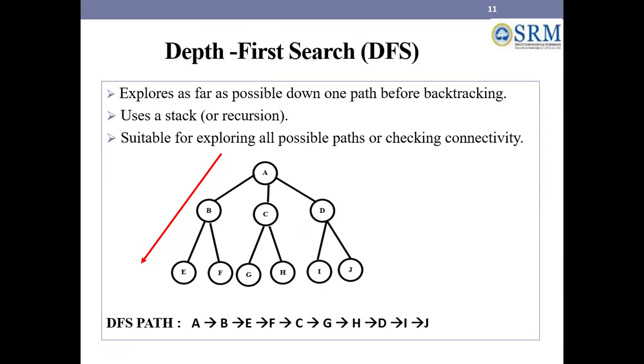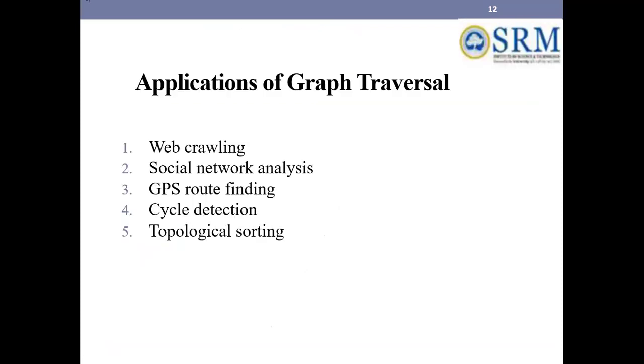This is called depth first search, depth wise. A, B, E, F, C, G, H, and D, I, J. This is the order of visited nodes in depth first search. This is called the DFS path. So see the path, all nodes should be visited only once. You should not miss any element as unvisited.